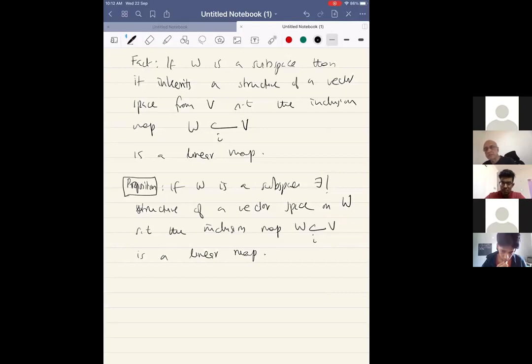So the first step is: I am given this subset which is non-empty and closed under vector addition and scalar multiplication. I have to give this a structure of a vector space. Now, what are the things that I need for a vector space? I need a zero vector. Okay, now I look around for some vector in the subspace that deserves to be called a zero vector.